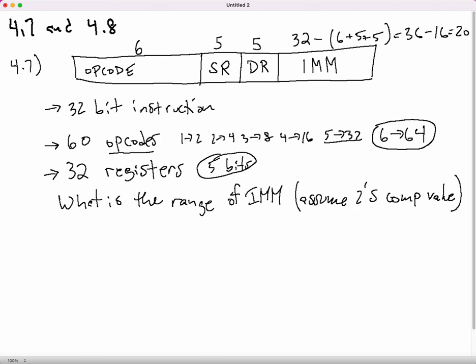Oh, I made a mistake. Just want to see if you're all listening. This should be a 32. I'm going to get rid of all of this because this is just nonsense, this calculation here. We had 32 bits. Minus 5 plus 5 is 10 plus 6 is 16. That leaves me 16 bits left over. Okay, so IMM is 16.